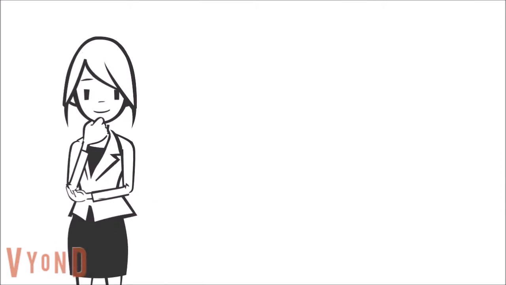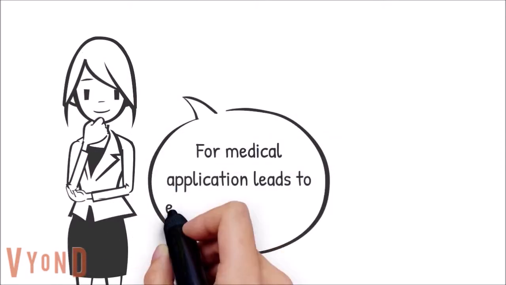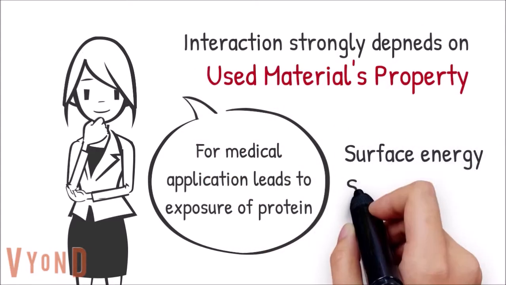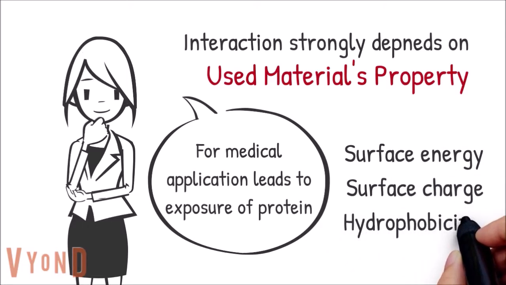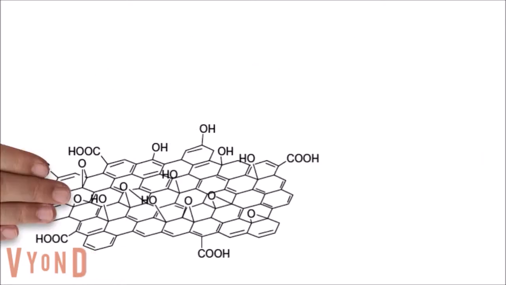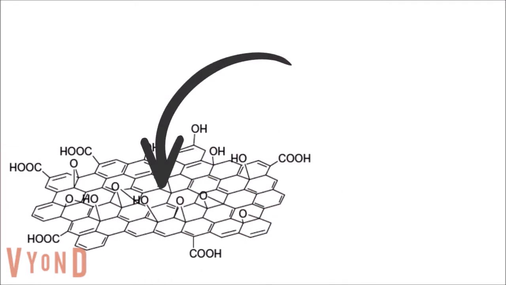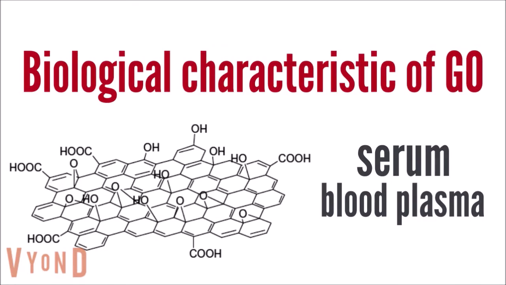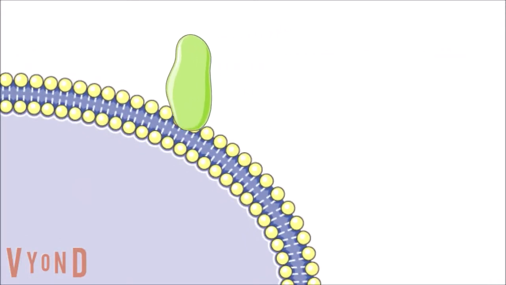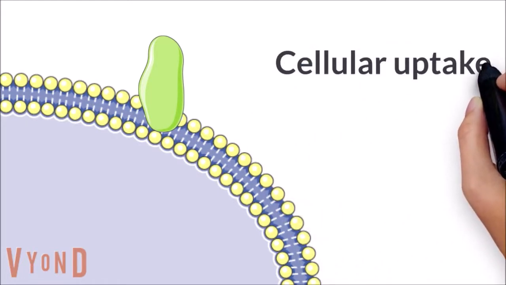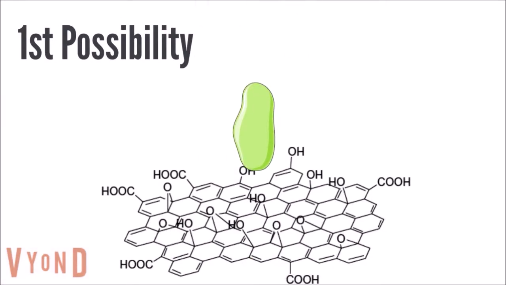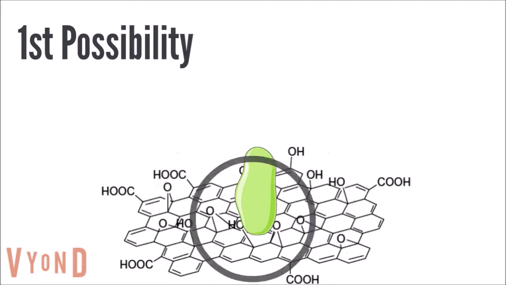The application of materials to the organism for medical purposes leads to exposure to proteins, and the interaction depends very much on the properties of the materials used, such as surface energy, surface charge, and hydrophobicity. So, in the GO case, upon exposure, the surface of GO interacts with proteins of biological fluids like serum or blood plasma, which significantly affects the biological characteristics of GO. For example, surface-bound proteins enhance specific cellular uptake and activate intracellular signaling pathways. It represents the first possibility of the formation of protein graphene oxide complexes.